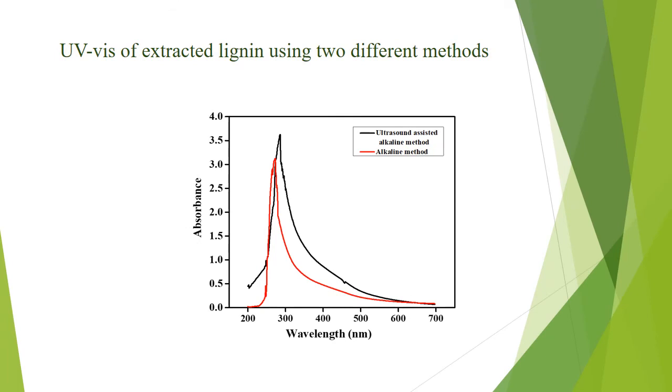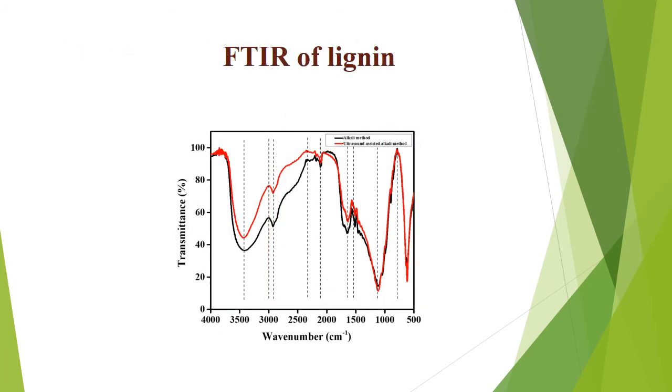UV-vis of extracted lignin using two different methods. UV spectroscopy analysis has been used to semi-quantitatively define the purity of lignin. Ultrasound-assisted alkali method has higher absorbance compared to alkali lignin.